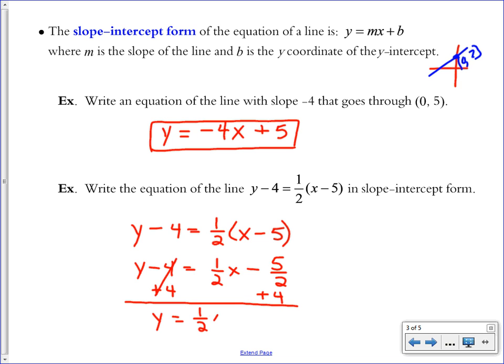1/2 x doesn't change. Now I need to add the whole number 4 to the fraction -5/2. Since I need a common denominator here, I'm just going to write it next to it. I need it to be over 2, so it's going to be 8/2, right? If I did 8/2, that would be 4. So instead of doing that, I'm going to add 8/2. -5 plus 8 is +3, so plus 3/2. That is the same exact line written in slope-intercept form instead of point-slope form.